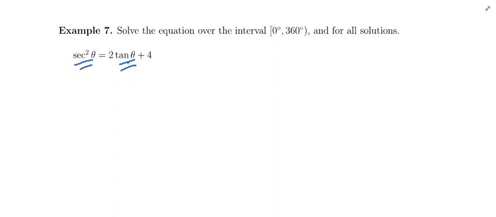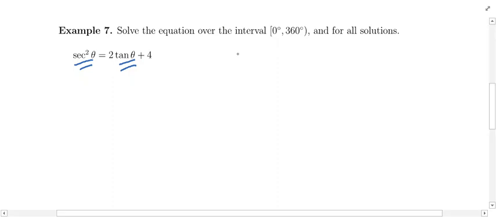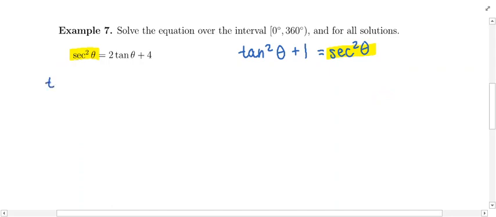So can you think of an identity that we already know that relates secant and tangent? And yes, it's one of the Pythagorean identities. We know that tangent squared of theta plus 1 is equal to secant squared of theta. That is one of the known identities. So what we can do here is make a trigonometric substitution. I know that secant squared of theta is the same thing as tangent squared of theta plus 1. So I'm going to replace secant squared of theta on the left with tangent squared of theta plus 1.